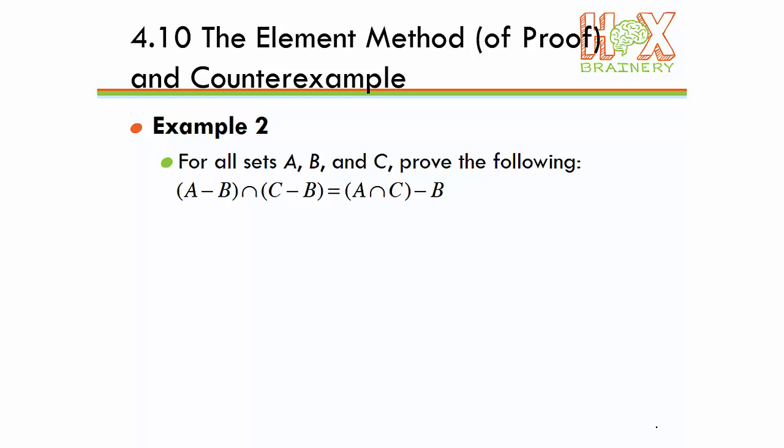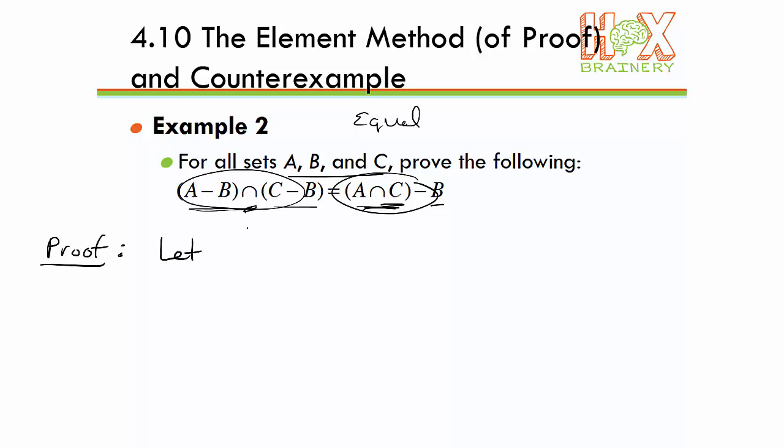Example 2, for all sets A, B, and C, prove the following. The set difference between A and B intersected with the set difference between C and B is equal to the intersection of A and C and the difference of that with B. This is an equality. We're showing that this set is equal to this set, right? So this is going to be a longer proof because we're going to have two parts to this proof. But we're going to start out, you're going to put proof down. We're going to let A, B, and C be any sets.